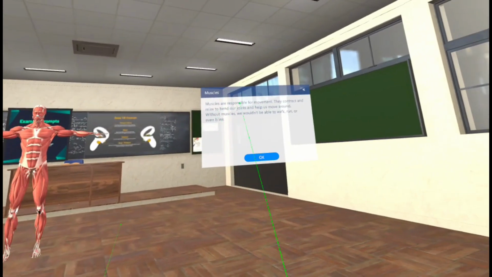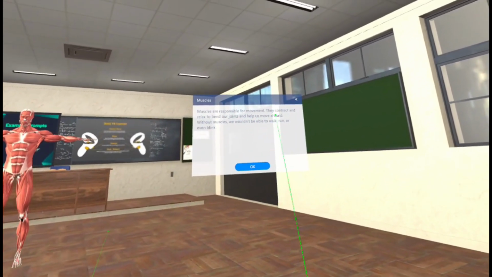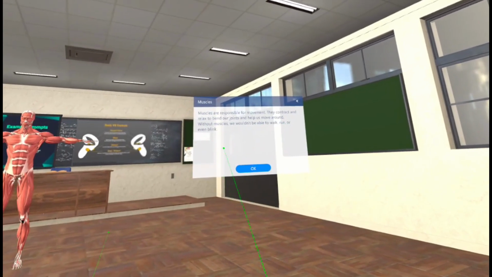Muscles are responsible for movement. They contract and relax to bend our joints and help us move around. Without muscles, we wouldn't be able to walk, run, or even blink.